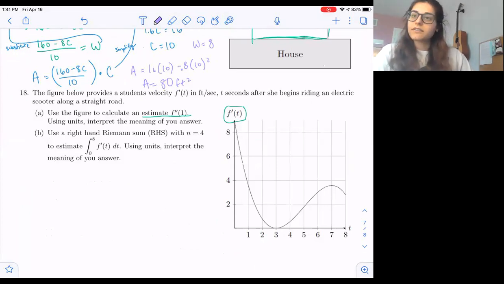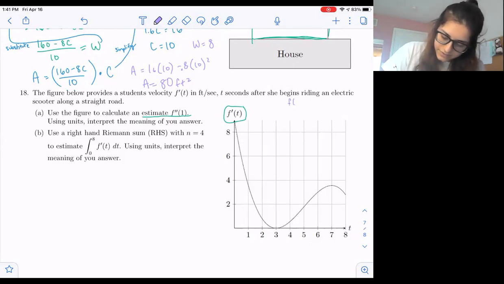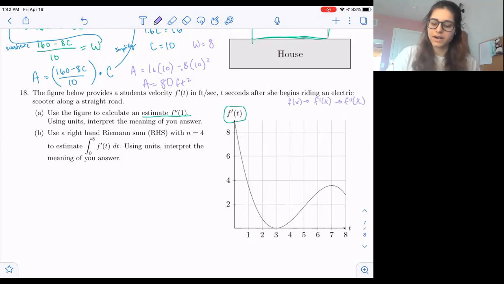Okay, so we're going from f prime of t to f double prime of 1. So in that case, we're going towards the side of the derivative. So always think of it like f of x to f prime of x to f double prime of x. If we're going to the right, it's a derivative. If we're going to the left, it's an integral.